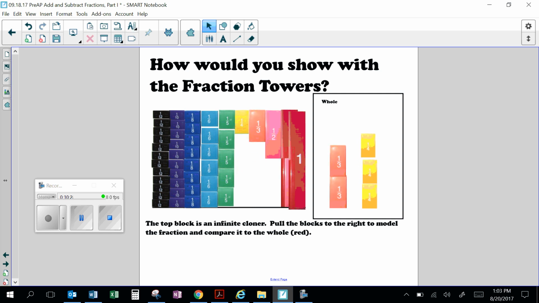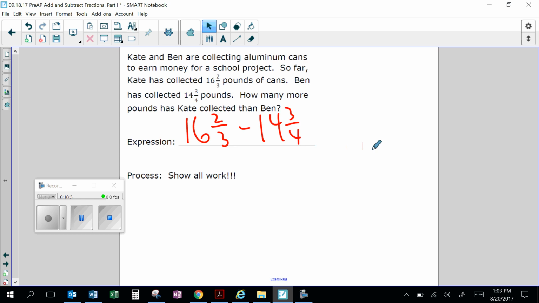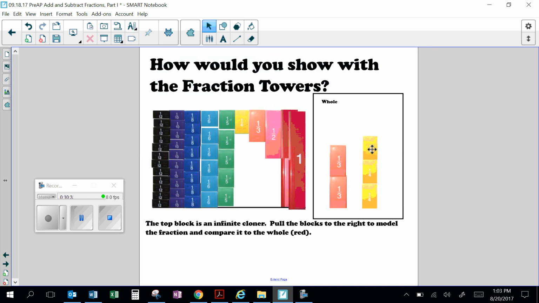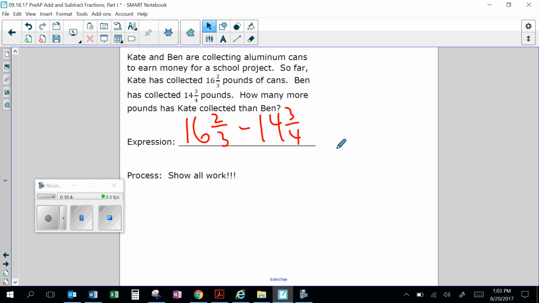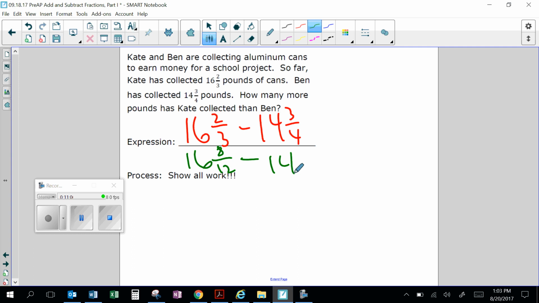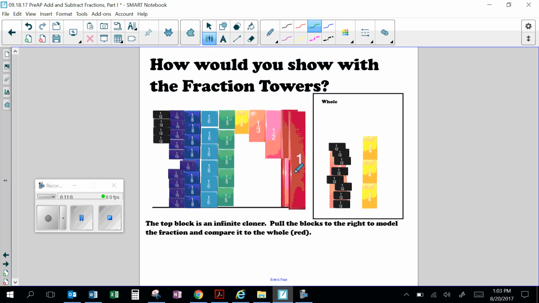What is their common denominator? It is twelfths. Can I rename 2/3 as twelfths? 1/12, 2/12, 3/12, 4/12, 5/12, 6/12, 7/12, 8/12. So 16 and 2/3 can be renamed as 16 and 8/12. How can I get that through arithmetic? I multiply the numerator and denominator by 4. What's another way to rename 14 and 3/4 using twelfths?